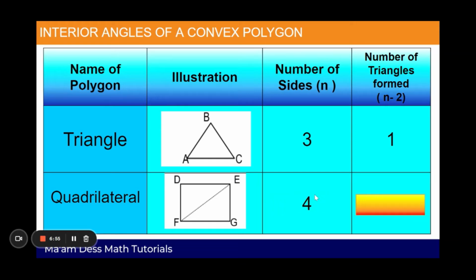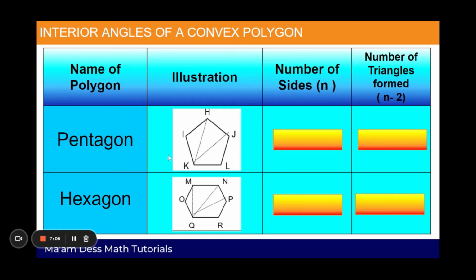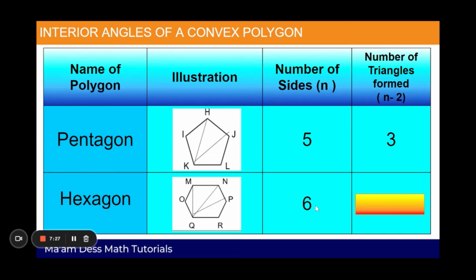Okay, it's 1. For the quadrilateral, in quadrilateral, number of sides are 4. Number of triangles formed, we have 4 minus 2 is 2. Next, for a pentagon, in a pentagon, how many sides? Okay, 5. Next, number of triangles formed in a pentagon. If you subtract 2 from 5, so you will get 3. For a hexagon, how many sides are there in a hexagon? Okay, 6. And number of triangles formed, if we have 6 minus 2, okay, 4.